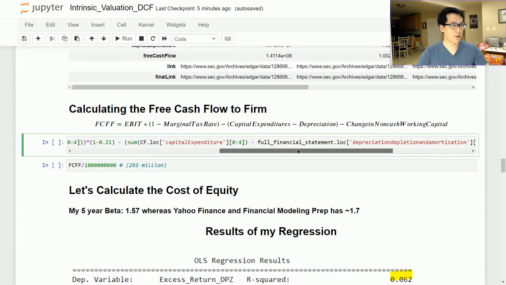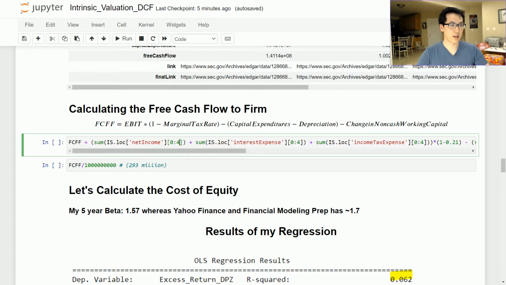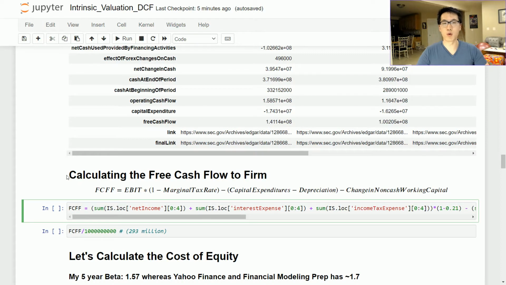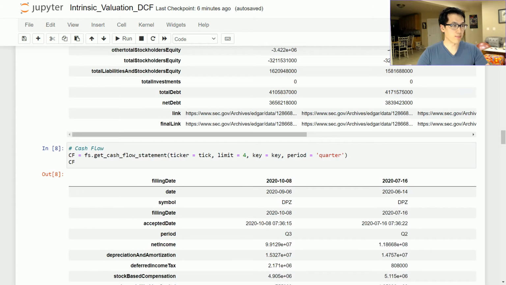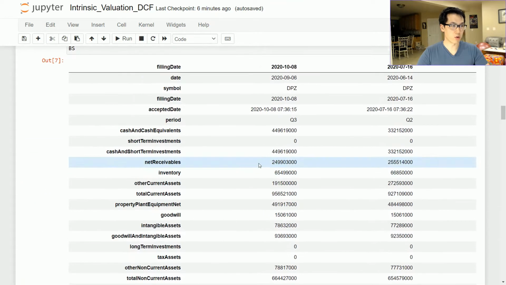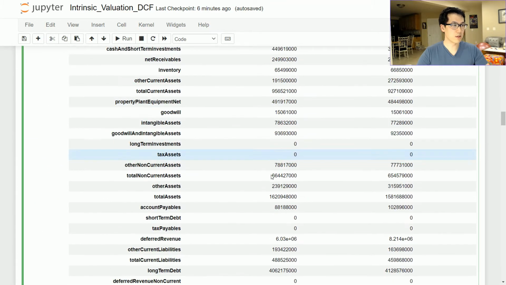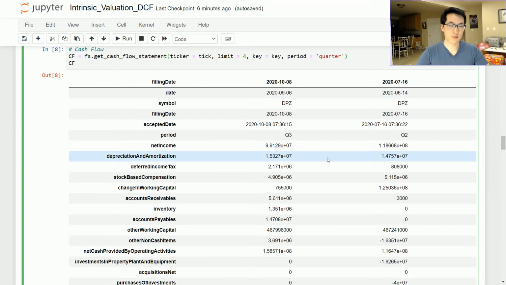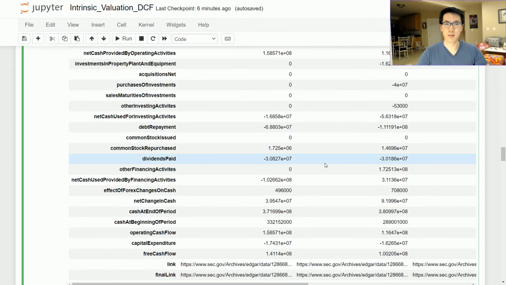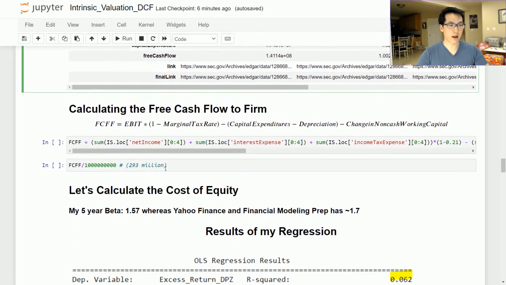And the 0 and the 4 is just an index, so it's getting the 4 most recent values, or the 4 most recent quarters. I'm just summing them all up. Note that when I'm extracting all my information, they're all in quarterly information or statements. The reason I did this is because I want the most recent information possible to get the more accurate predictions or evaluations.